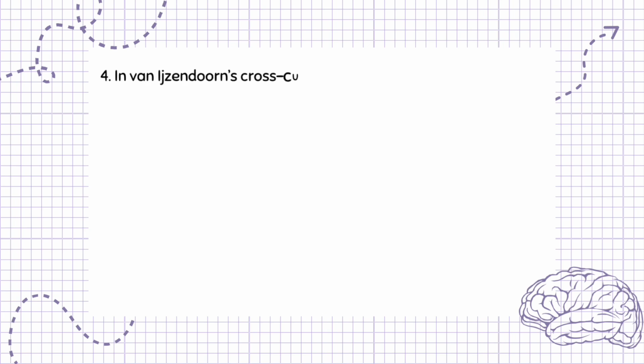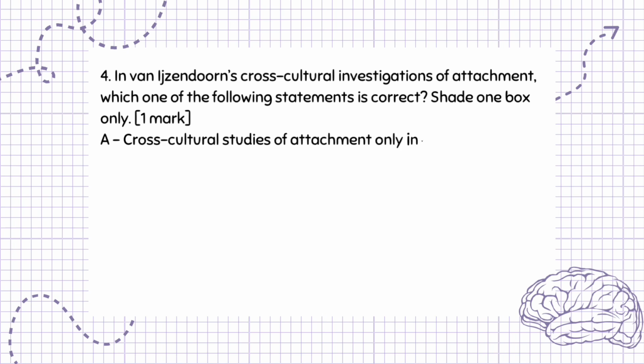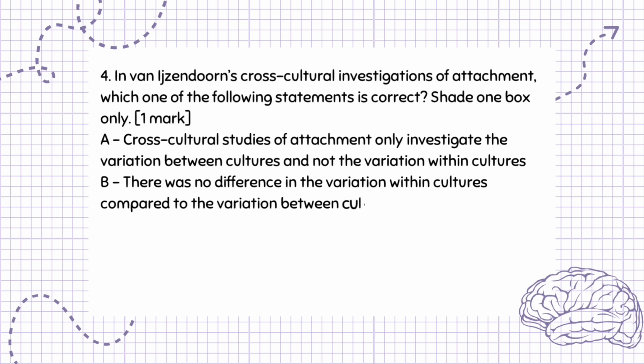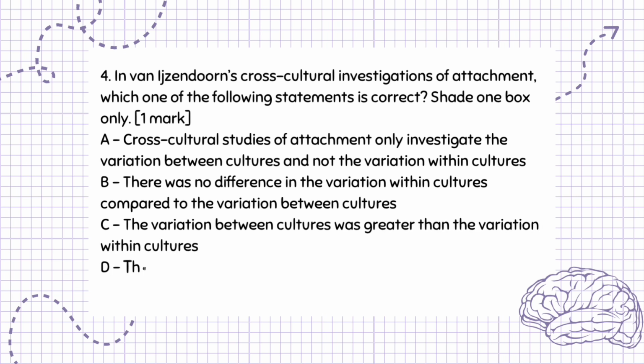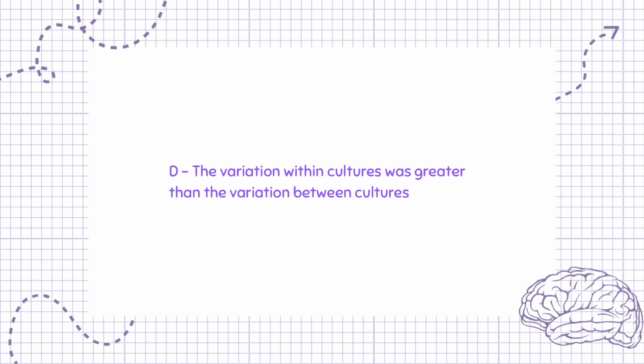Question 4. In Van IJzendoorn's cross-cultural investigations of attachment, which one of the following statements is correct? Shade 1 box only. 1 mark. A. Cross-cultural studies of attachment only investigate the variation between cultures and not the variation within cultures. B. There was no difference in the variation within cultures compared to the variation between cultures. C. The variation between cultures was greater than the variation within cultures. D. The variation within cultures was greater than the variation between cultures. D. The variation within cultures was greater than the variation between cultures.